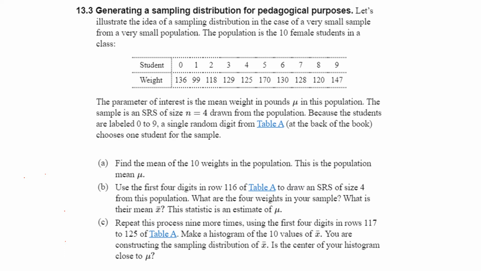If it is 0 to 10, you allot single digits to them. If you have a population with size more than 10, less than or equal to 100, you assign 2 digits. More than 100, less than or equal to 1000, 3 digits, and so on. And here you have only 10 female students, so you can assign them single digits. It's already assigned, no names are given, so they have already assigned the numbers, and the weights of those students are given.